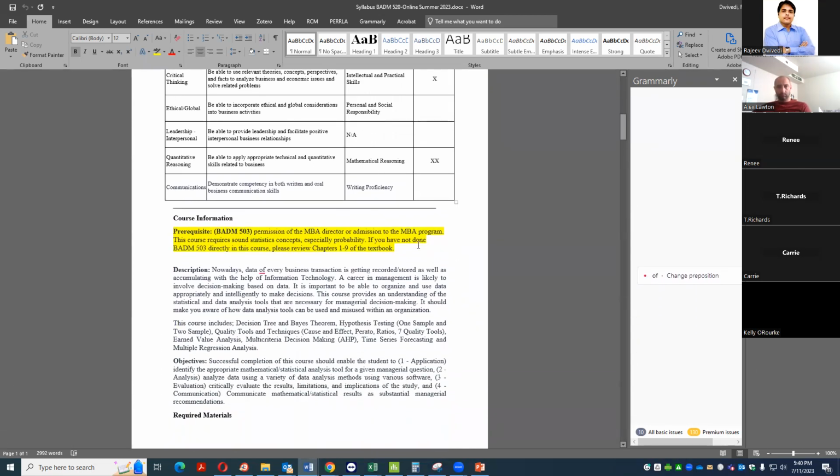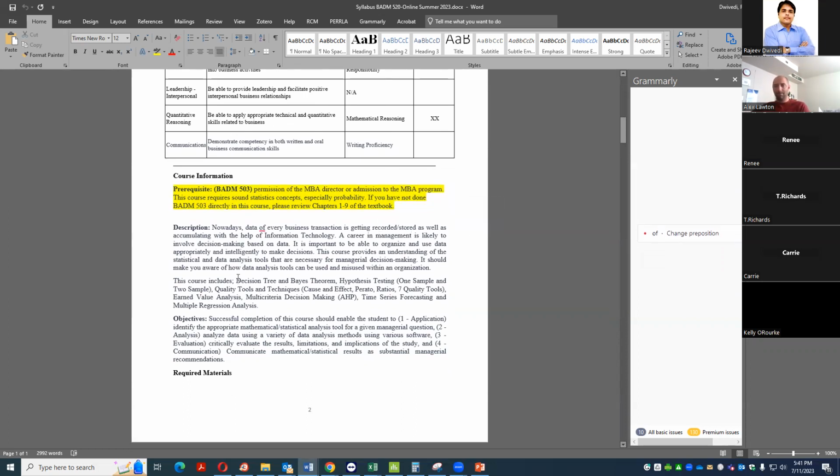Those who already completed 503, they are well equipped, well prepared. But those who are coming directly into 520, I would simply request them, please review chapters 1 to 9, because probably in the next module and the following module you will have some issues. So review chapters 1 to 9, so you can understand the basic concepts, just to brush up your knowledge. So this is important.